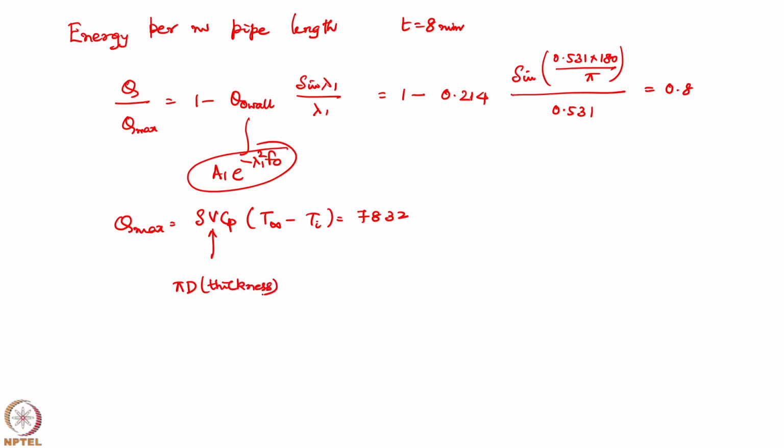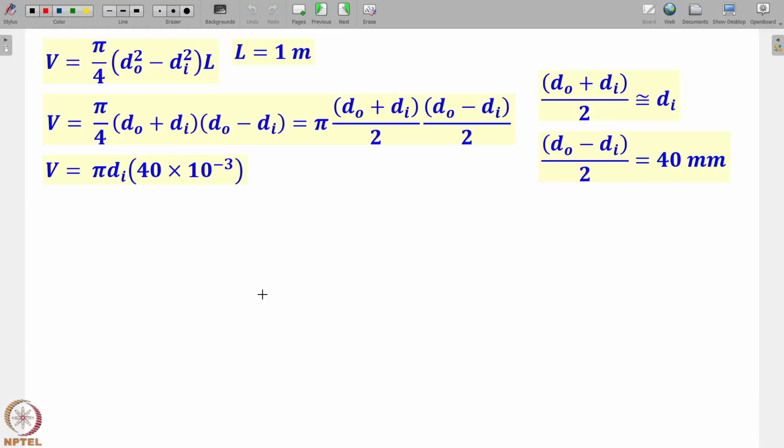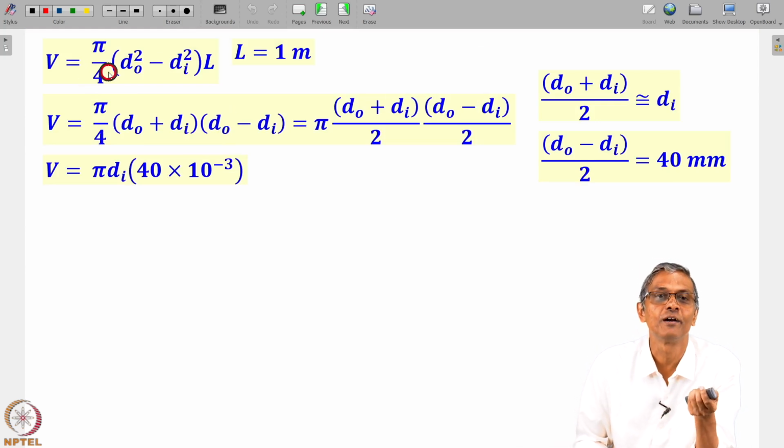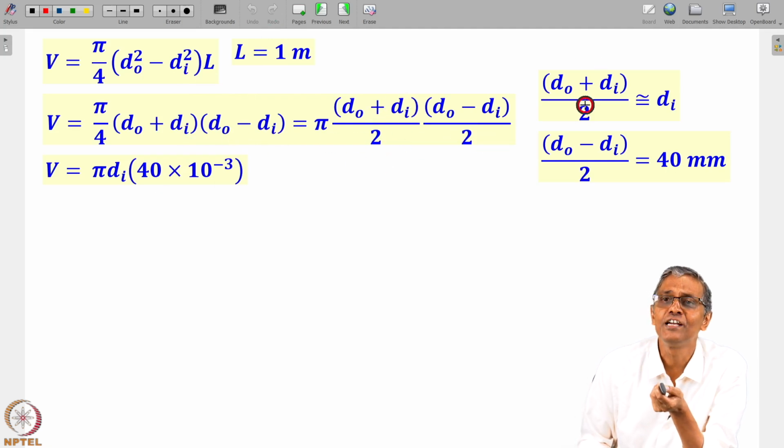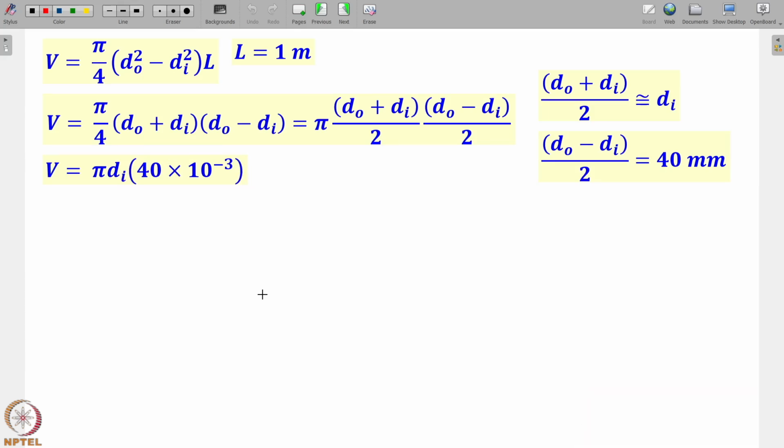the volume of the cylinder. How do I get that volume of the pipe? If I just show quickly, volume is given by pi by 4 into d naught squared minus di squared into L, and I can rearrange like this per unit length, that is per meter, so L equal to 1. Volume is pi into d naught plus di by 2, and here the thickness is very small, d naught and di are almost the same, so I can take it as di. If I take that as di, I can write this as pi di into 40 into 10 to the power of minus 3. That is what I have done.